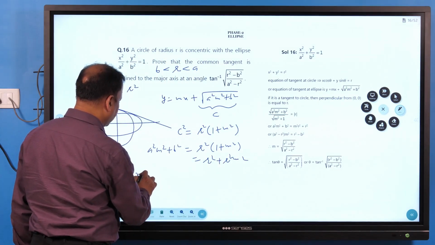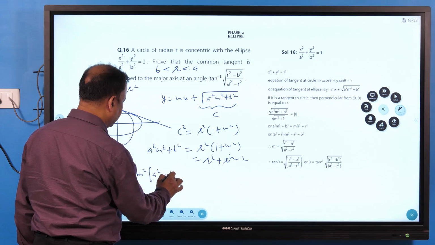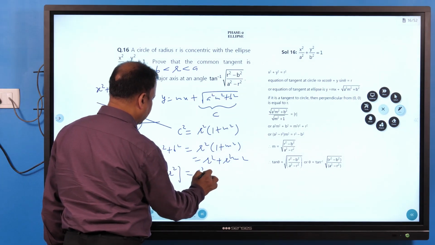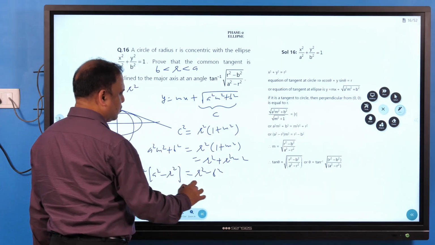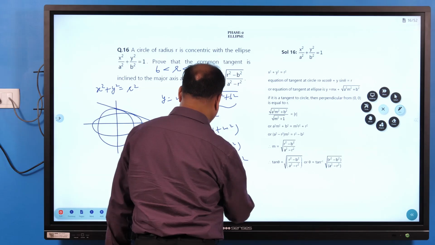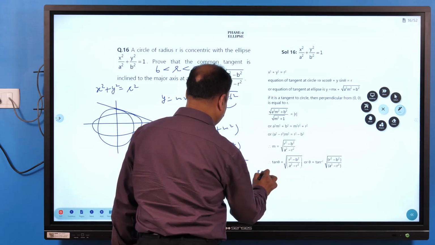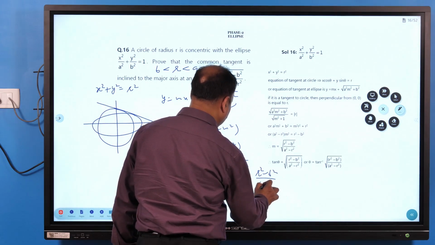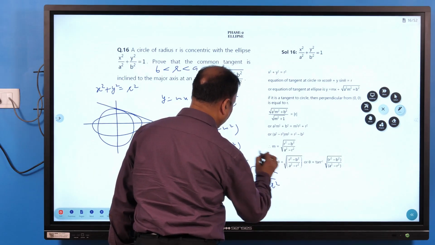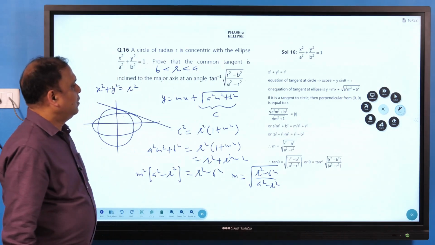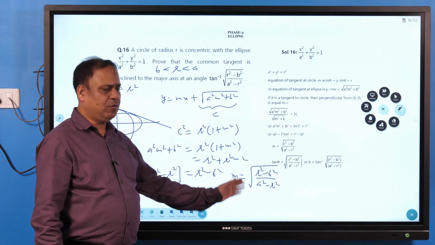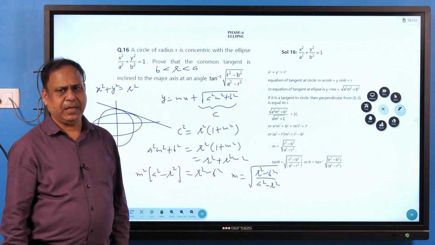Transfer this side. So m square into a square minus r square is equal to r square minus b square. So m square is equal to r square minus b square upon a square minus r square, under root. So this is the slope. Tan theta is equal to this, so theta is equal to tan inverse of that. So that will be the answer.